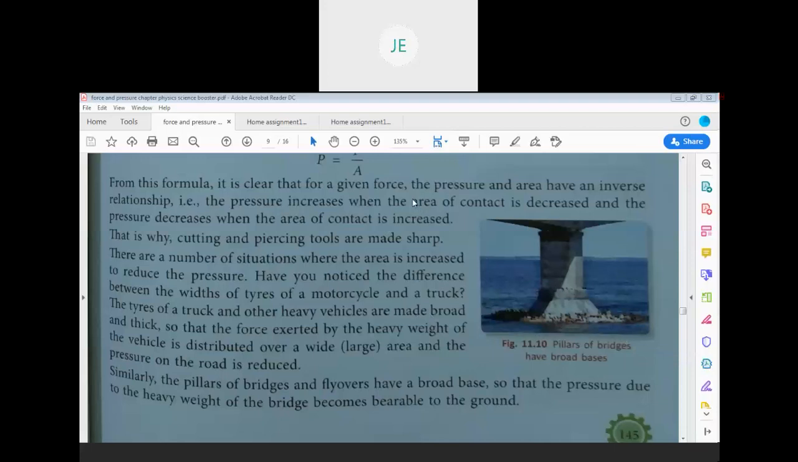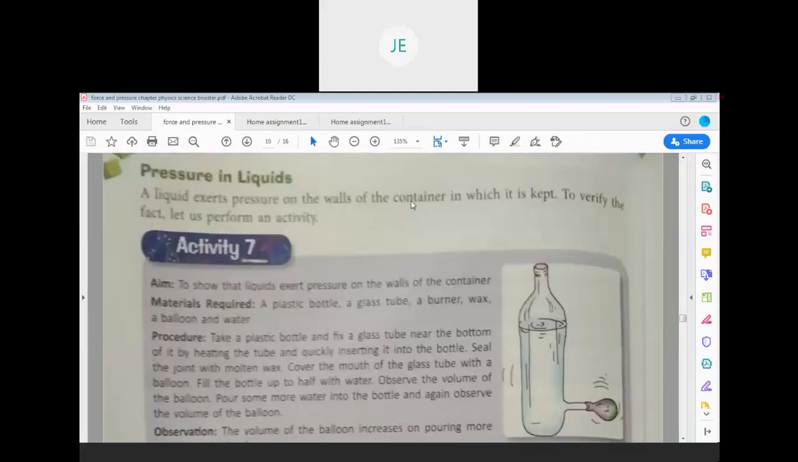Sir, this happens because pressure is inversely proportional to area. Yes, very good. And the tires of trucks and other heavy vehicles are also made broad and thick, so that the force exerted by the heavy weight of the vehicle is distributed over a wide area, and pressure on the road is reduced. Okay. So this is also one of the examples or applications of the pressure and area relation.